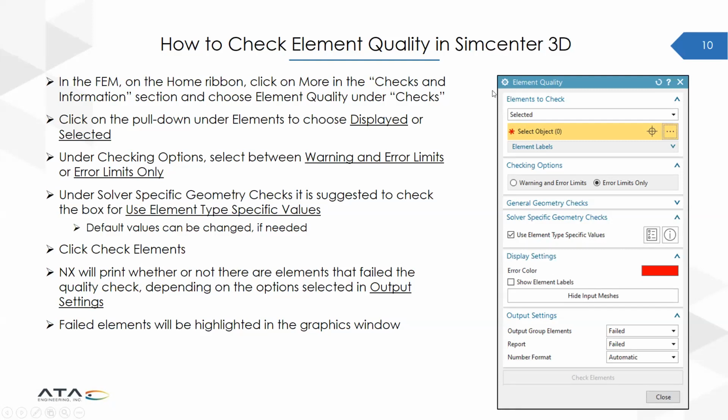Assuming that you have valid elements selected, you can now click on the check elements button, and this will populate a couple different things. First of all, NX will print whether or not there are elements that failed the quality check, depending on the options set here in the output settings. And then the failed elements will also be highlighted in the graphics window. I'll also be going over all of this in just a moment in the live demo.